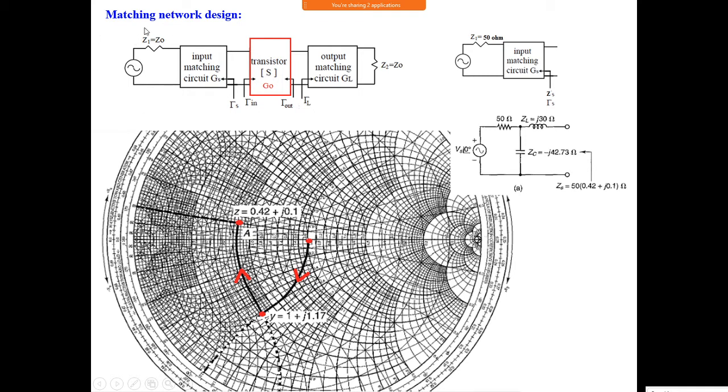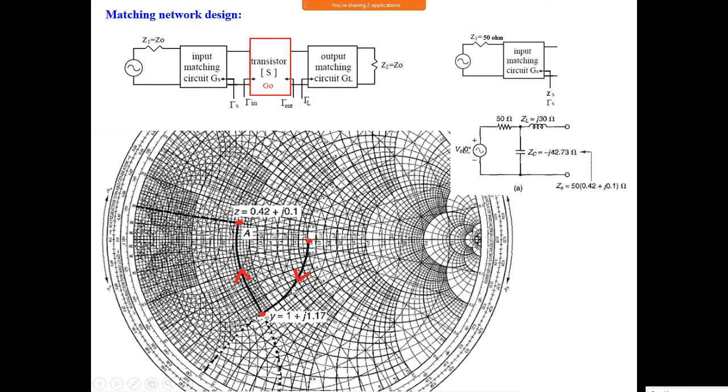So actually this is the load, you mark it here. From the load point, you move like this on the constant conductance circle to reach the resistance circle. This point, 0.42 plus j0.1, is on some resistance circle here. So starting from here, move on a constant conductance circle and reach that resistance circle.